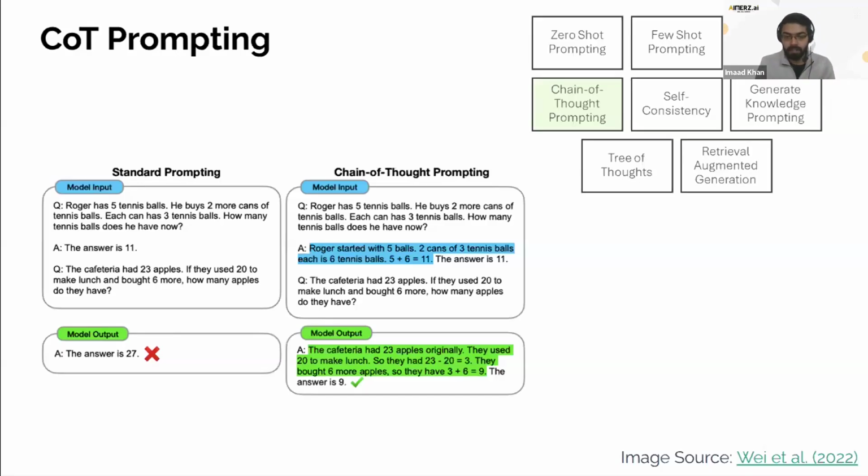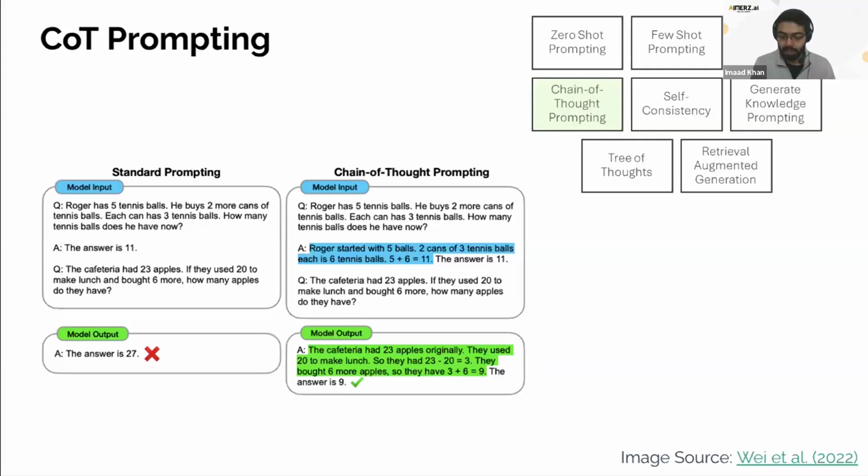So the cafeteria has 23 apples originally. They used 20 to make lunch, so they had 23 minus 20 is equal to 3. They bought 6 more apples, so they have 3 plus 6 is equal to 9. The answer is 9. And this gives you the right answer. Just a small change in your input prompt, in your input context. Just a small change, you introduce chain of thought prompting, and the answer is correct.